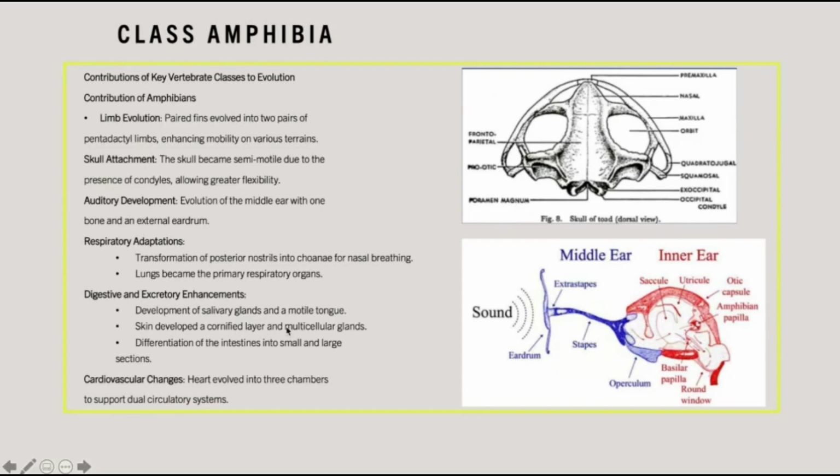But in the amphibians, they developed the atlanto-occipital joint, which basically means the first cervical vertebra, which is the atlas, the C1, articulates with the occipital bone, and then it forms a joint. It forms something known as a condyle, and when it forms this condyle, the amphibians are now able to move their head in an up and down motion.